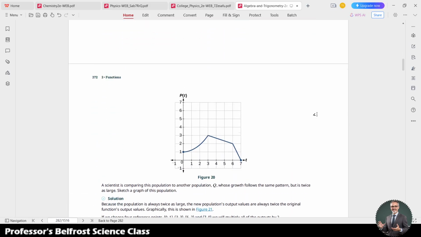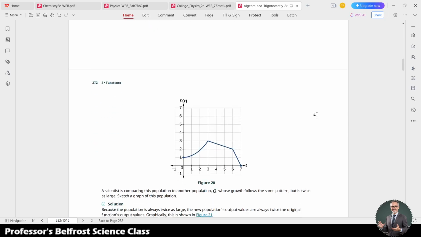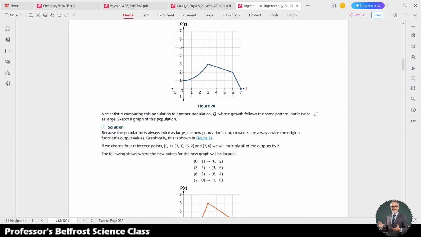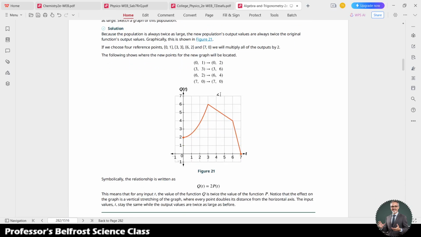For example, we have this graph that shows the function P(t) that models the population of fruit flies. And the scientist is comparing this population to another population Q whose growth follows the same pattern but is twice as large. So it means it's stretching. So sketch a graph of this population. Actually, it's easy, right? You just need to stretch it. Okay, 1 becomes 2, and you can just take the points that are whole numbers. It's easier. 3 becomes 6, and you just stretch it basically like this.